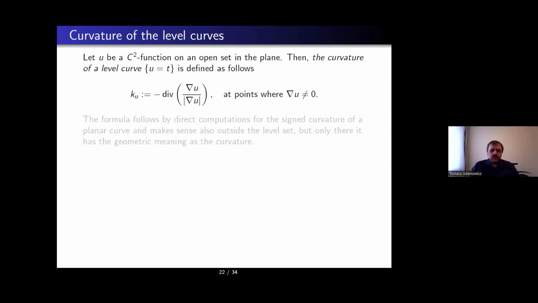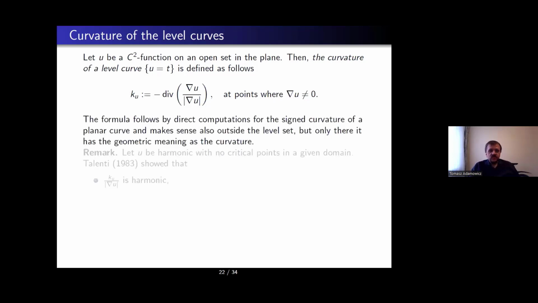And this formula follows from the direct computations for the signed curvature of a planar curve and of course makes perfect sense outside of the level set, as long as the gradient is non-zero, but the geometric interpretation as a curvature holds only for the level curve. And for such curvatures, the following observations were made by Talenti.